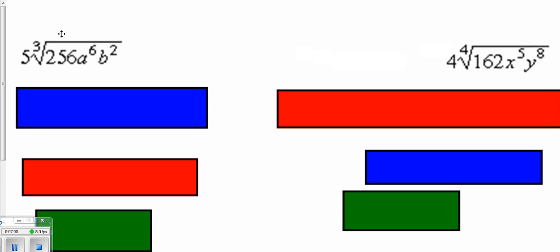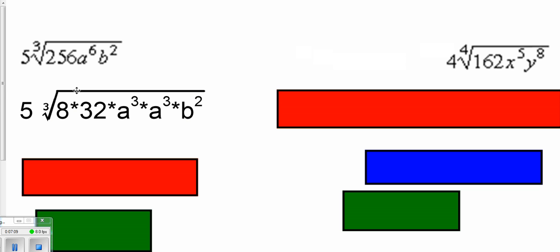Our next two examples use roots that are bigger than square. So this one has a cubic root. So as we break things down, we're looking for cubes. So when we break this piece down, 256 is not a perfect cube, but the first cube that we see is an 8, and we try it out. Sure enough, 256 is divisible by 8. It makes 8 times 32. A to the 6th we can break into a to the 3rd and a to the 3rd. And b squared we can't break into any cubes, so it just stays as b squared.